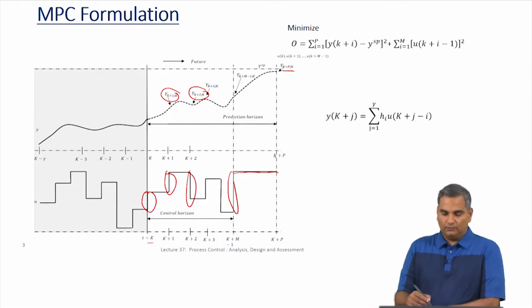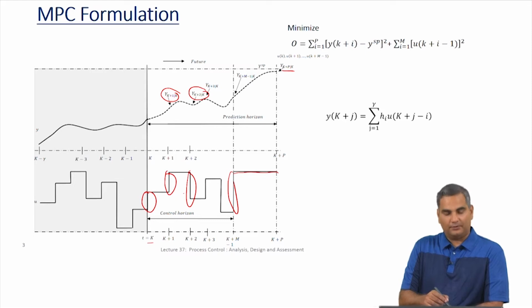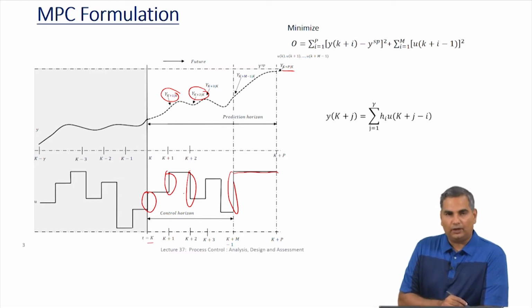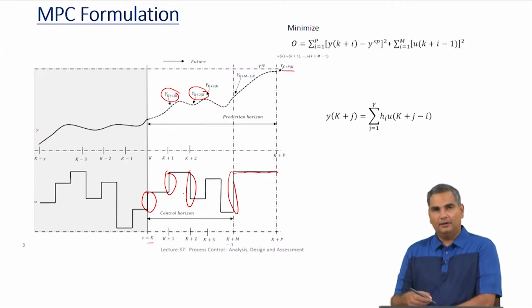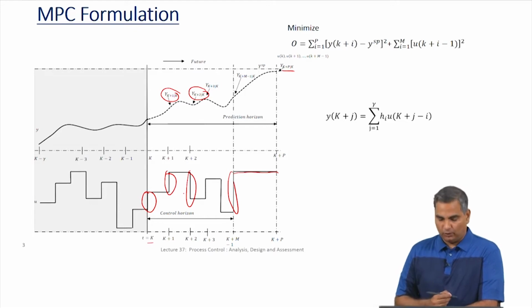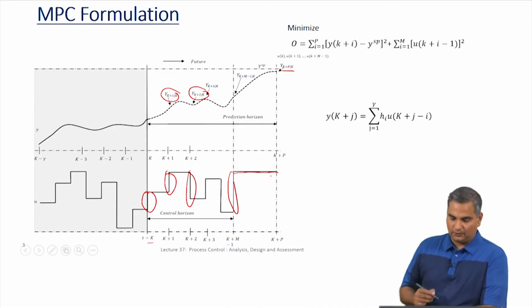Okay. So, when we formulate this, all we need to find is values for u_{k+1}, u_{k+2}, all the way up to u_{k+m-1}. Those m values, if I find them, then I know that u_{k+m} is the same as u_{k+m-1} and so on till the end, till the prediction horizon.